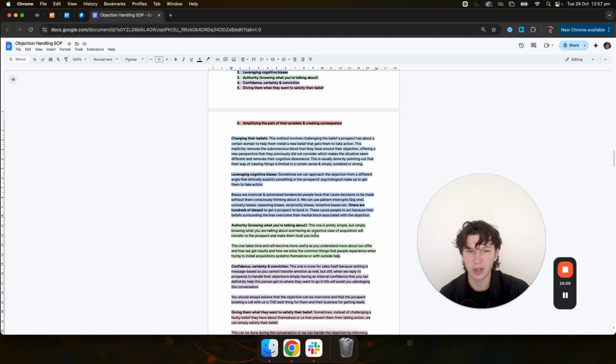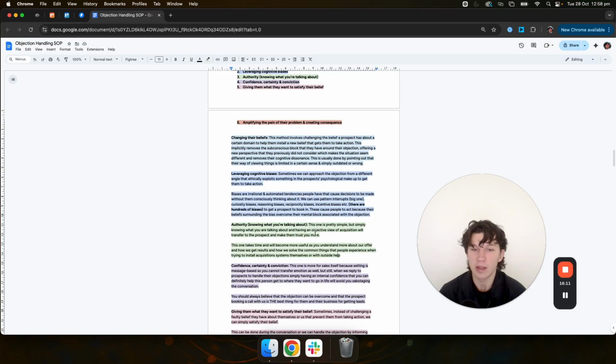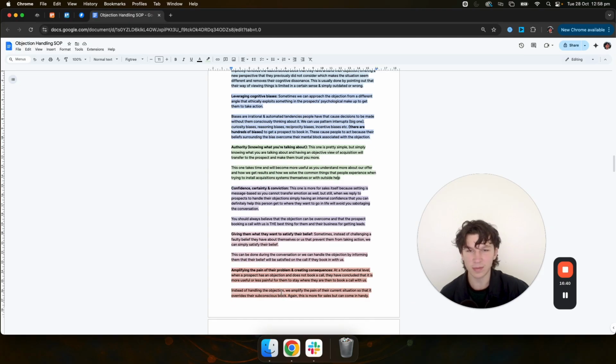Confidence, certainty, conviction. This one is more for sales because setting is more message based, so you cannot transfer emotion as well, like I mentioned. But when we reply to prospects to handle their objections, simply having the internal confidence that you know exactly what you're doing, this is the best thing for the prospect, and you can definitely help them, will transfer into this conversation, even if it's in the DMs. So you should always believe that a prospect booking in a call is in their best interest and that you can also always handle the objection. And, like I said, this is the best thing for their business to get leads. That's what you need to ingrain in your mind, guys.